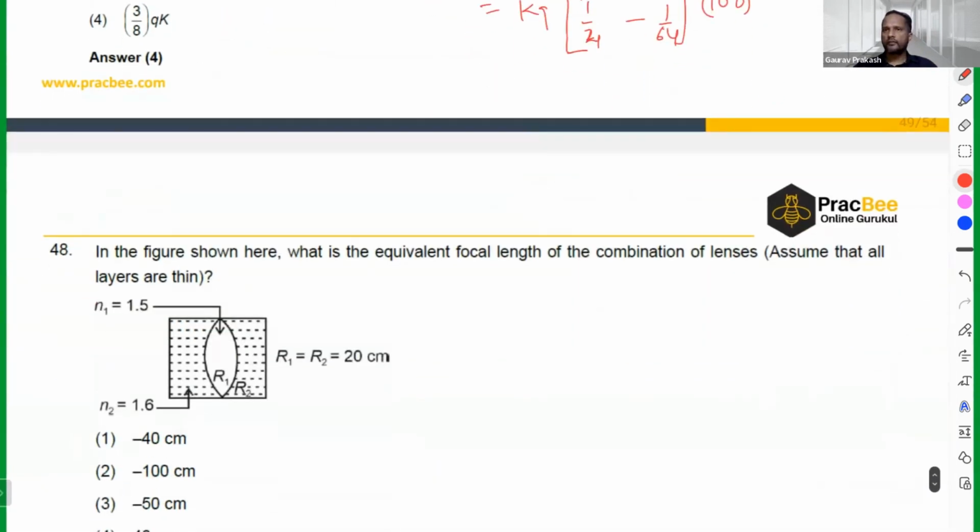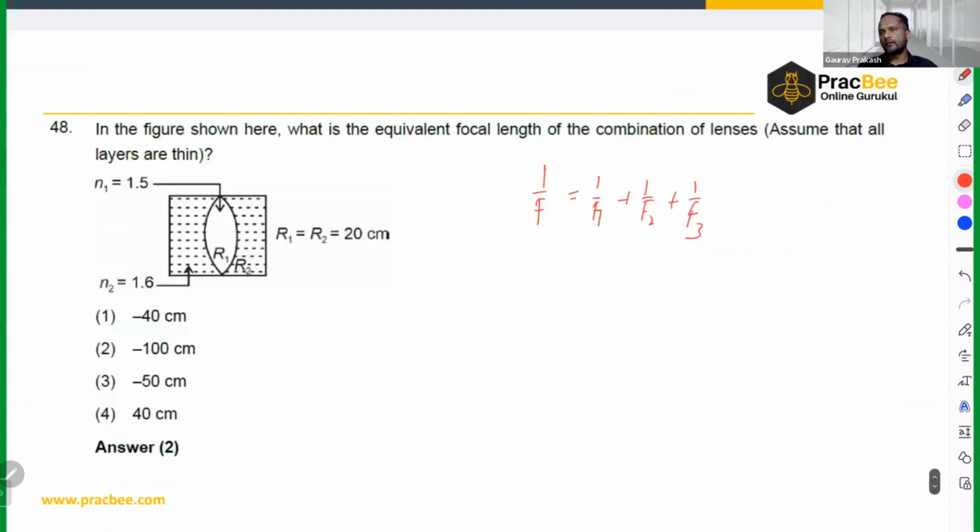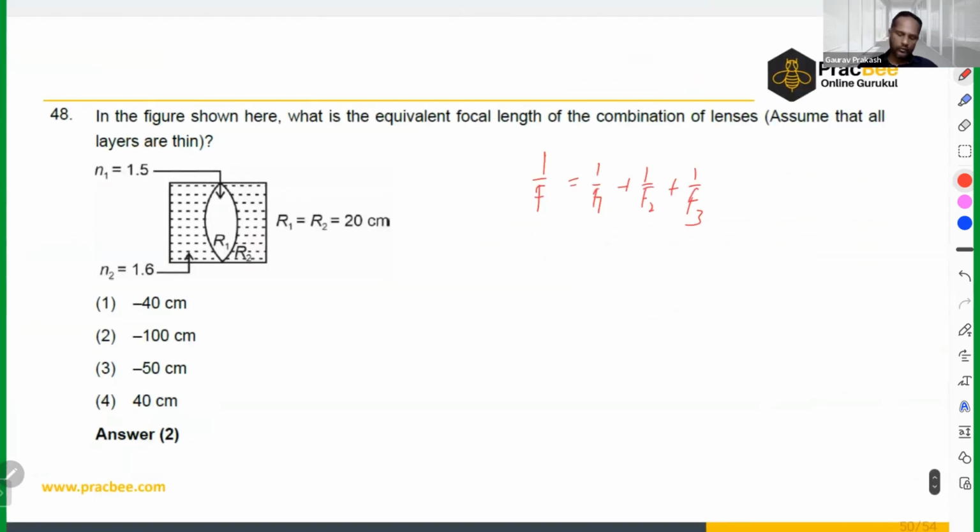Now in the next one, in the figure shown here, what is the equivalent focal length of the combination of lenses? So equivalent focal length is given by 1 by f1 plus 1 by f2 plus 1 by f3. For 1 by f1, if I take this surface as infinite radius of curvature, this has 20 radius of curvature. We know the formula, mu lens upon mu medium minus 1 by r1 minus 1 by r2. That is called the lens maker formula.